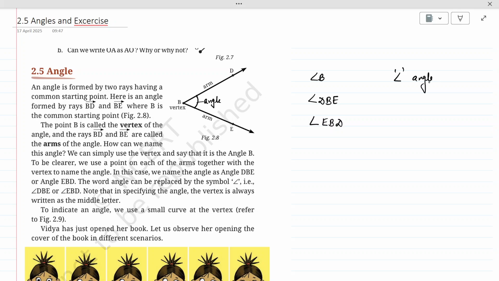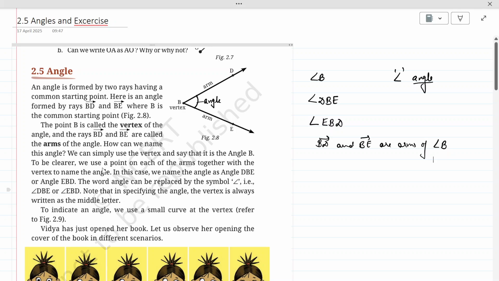So kids, what I'm writing here, this is the angle symbol. Instead of writing the word angle in words, we can use this notation. This symbol we use to represent angle in mathematics. So we can call this angle B, angle DBE, or angle EBD, where B is the vertex and BD and BE are the arms. I'm also writing here ray BD and ray BE. They are the arms of angle B, and B is the vertex.